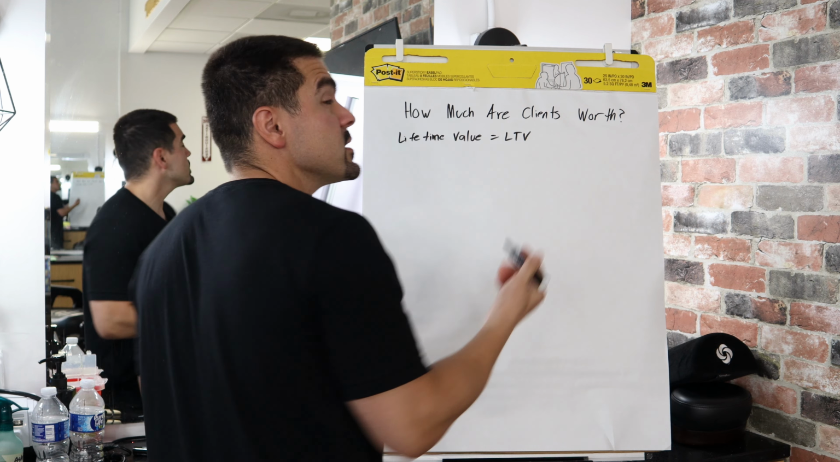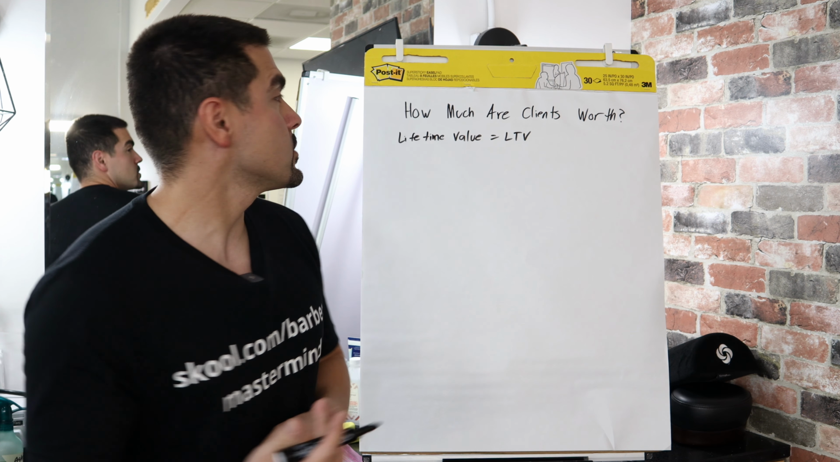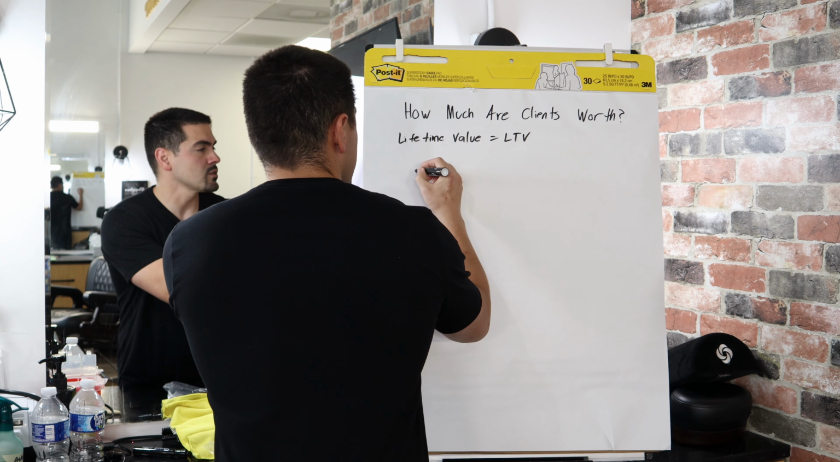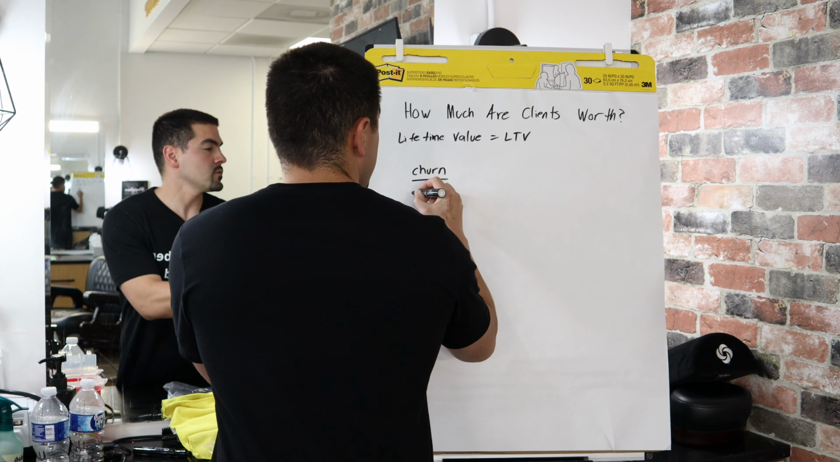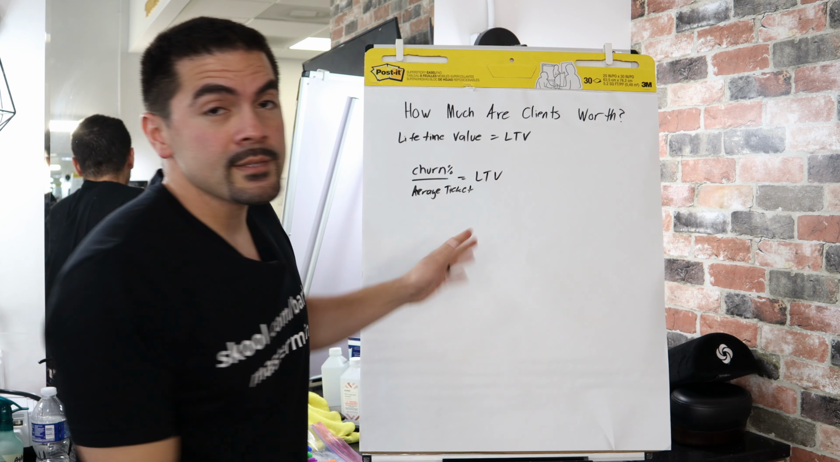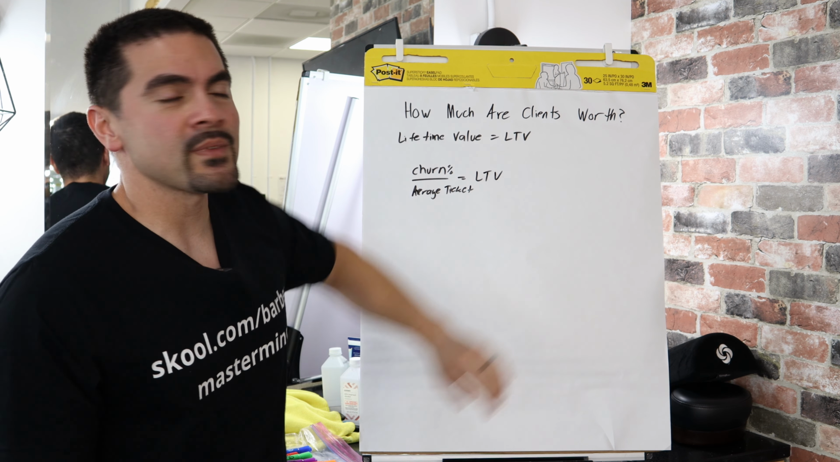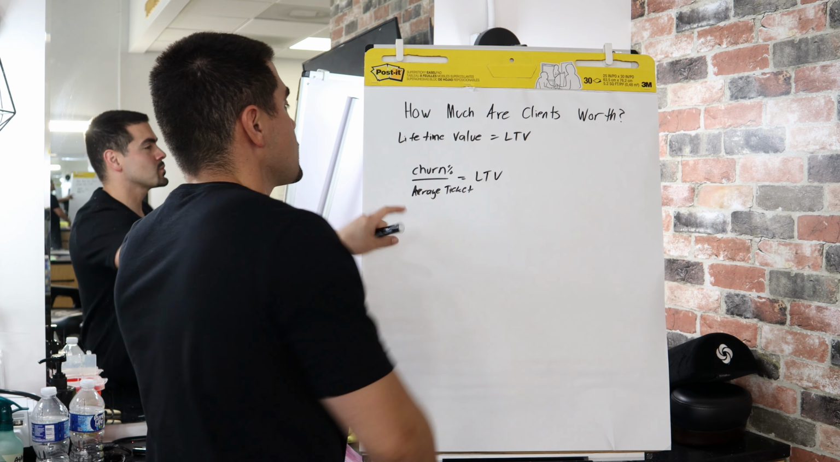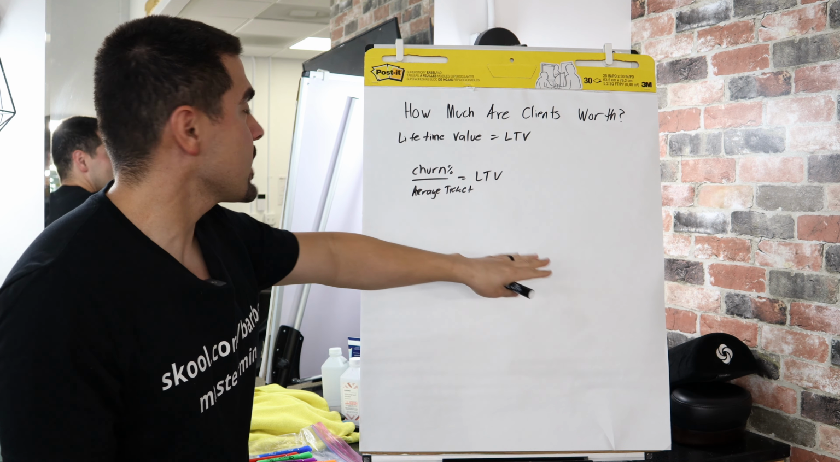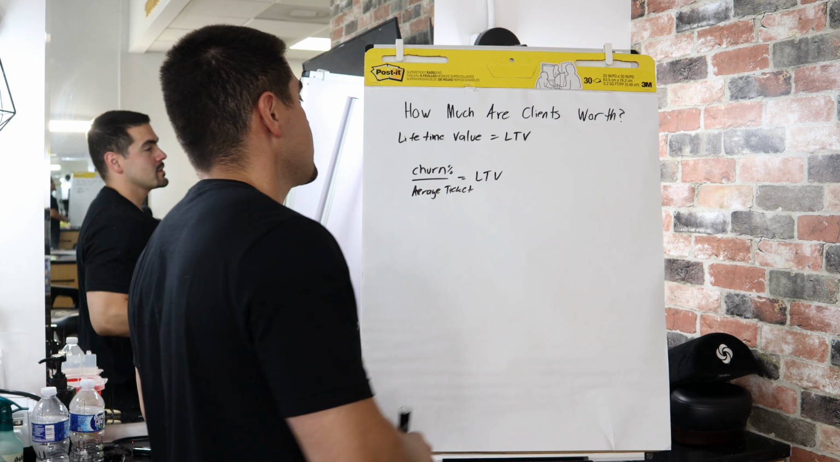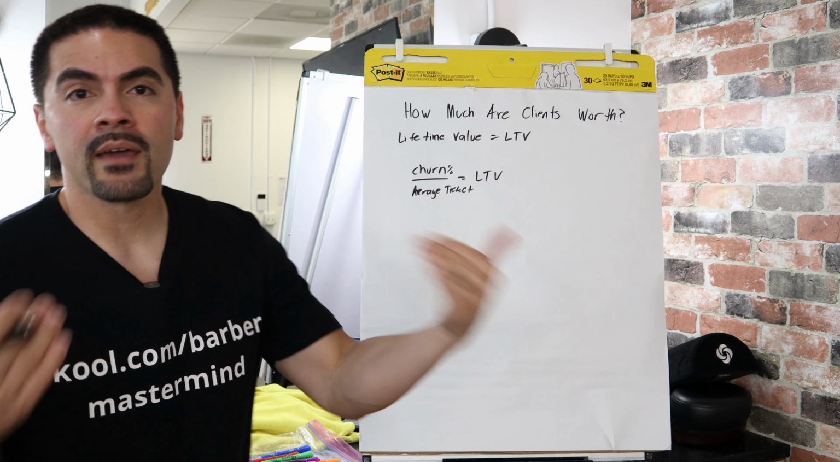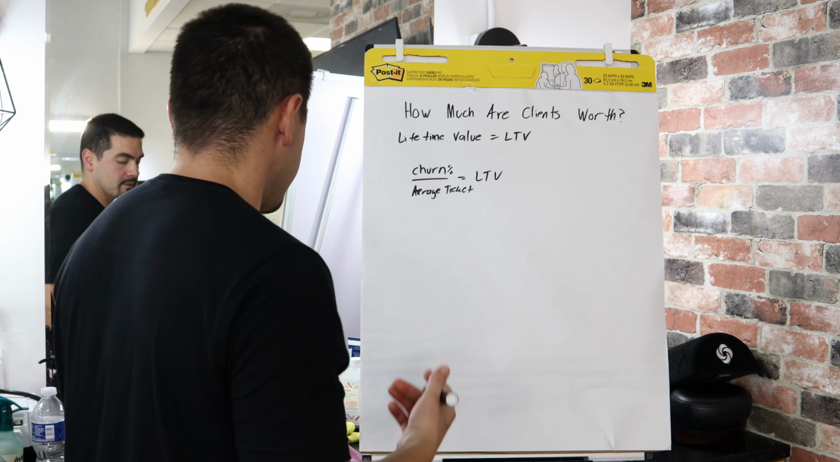The formula to figure out your lifetime value is actually pretty simple: you take your average ticket and divide it by your churn. That's basically it. That's how to calculate your lifetime value. Now I'm going to define for you what churn is and how to calculate average ticket, and I'll walk you through the math on our numbers so you can see what it looks like.